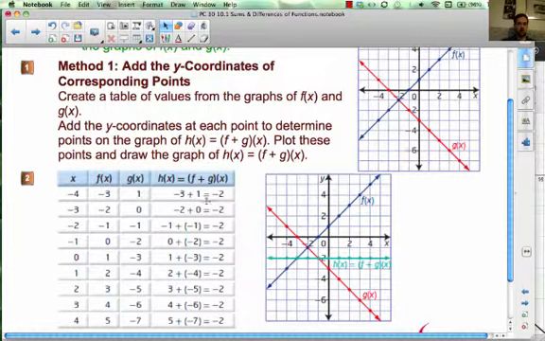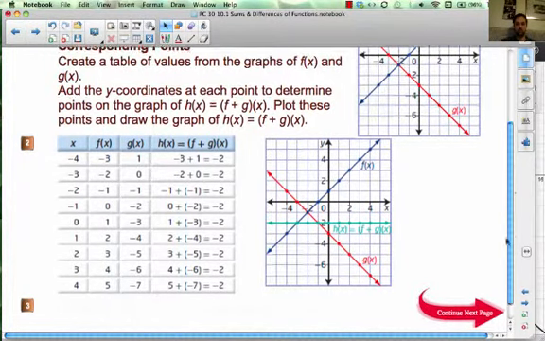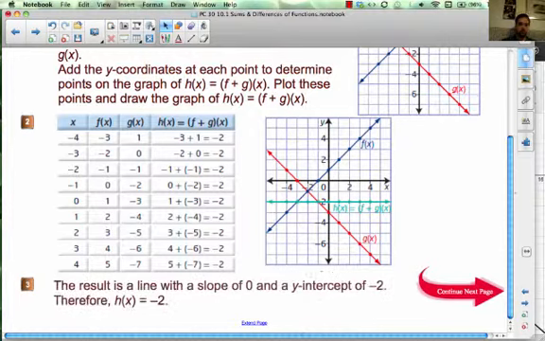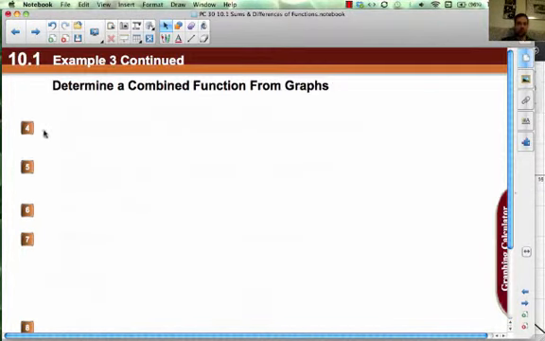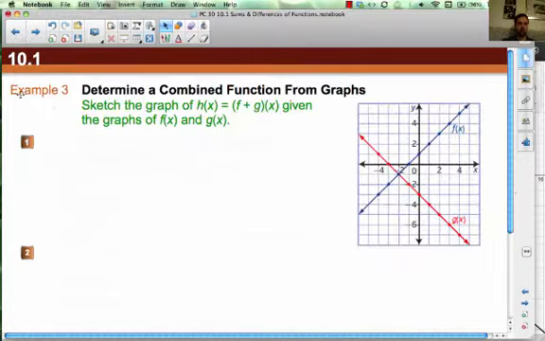So -3 plus 1, -2. -2 and 0, -2. Find that all of these end up being -2. So this, our new function, is just h of x equals -2. Okay? So it's a horizontal line. There's another method. You could first determine the equations of the other two things. So these are just linear, so we can easily take a look at these.